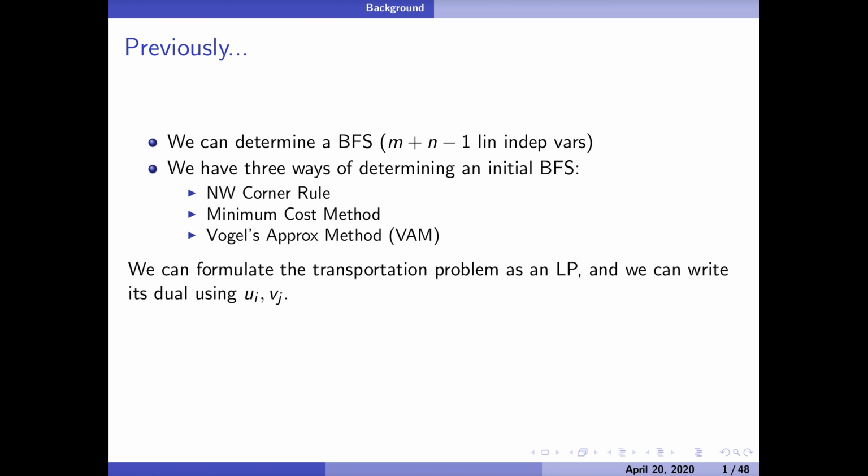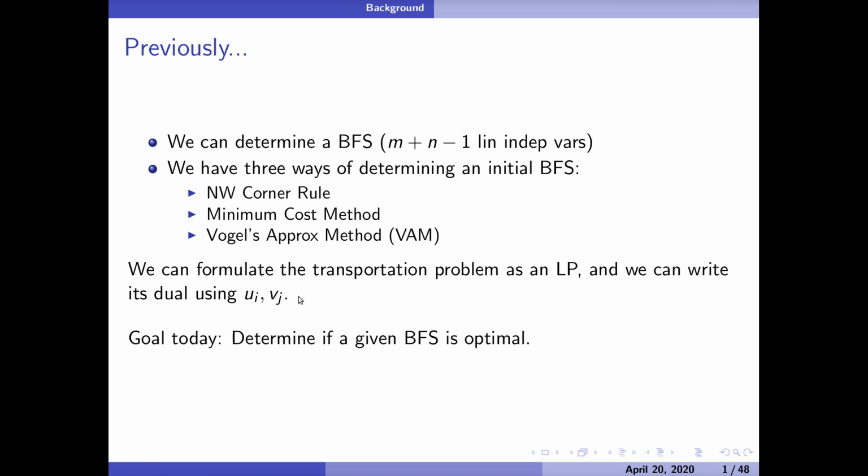Okay, so then we can also formulate the transportation problem as a linear program. We can write its dual using ui and vj. The idea being these are our dual variables. ui is for the warehouse or source variables, the source constraints I should say, and the vj will be for the customer or the sink constraints. We'll see that in just a second.